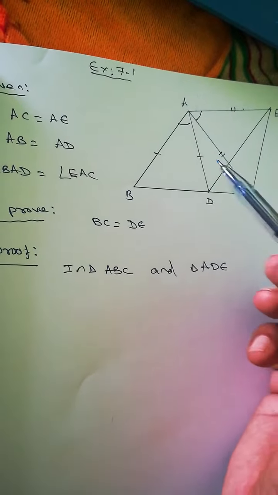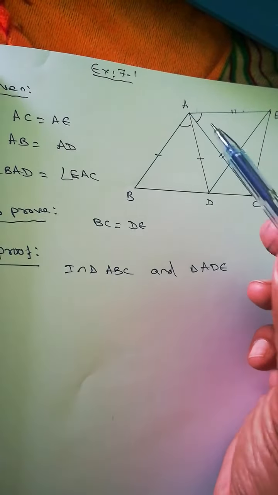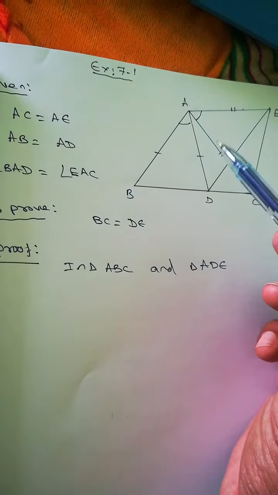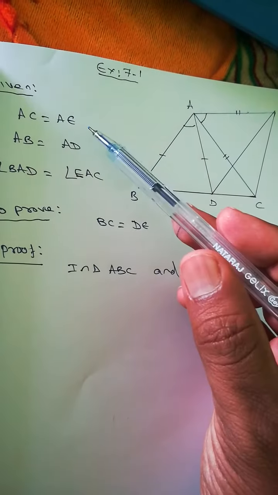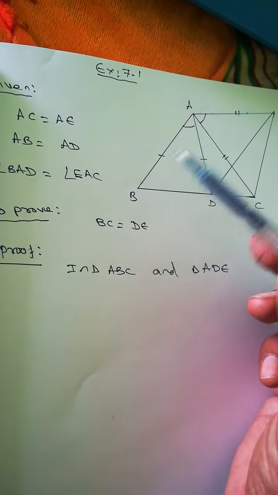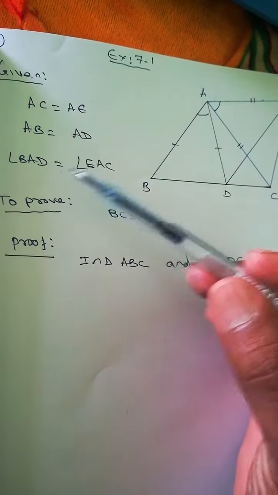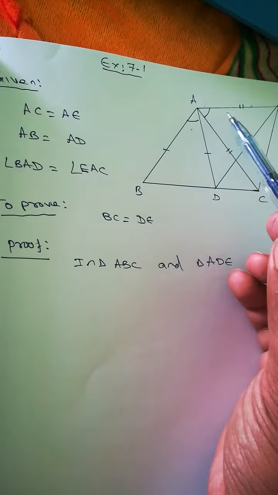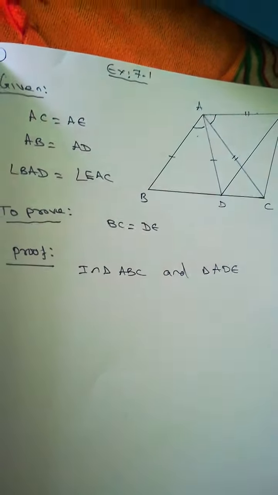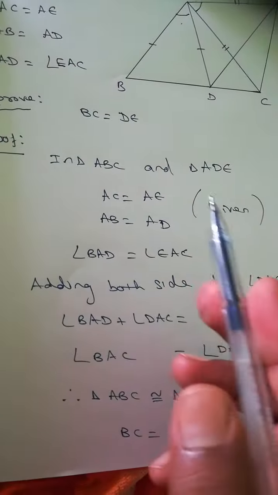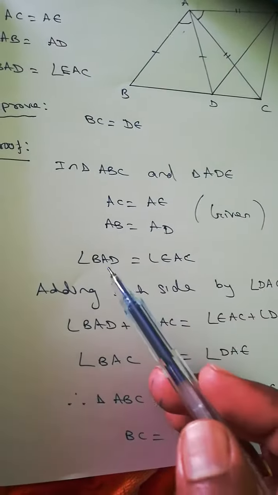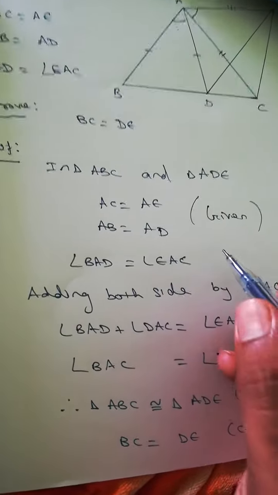So these two triangles we'll take, and in these two triangles it is already given that AC and AE are equal. This side AC and this side AE are equal, given already. Again, this side AB and this side AD are also equal, given. And the third one, angle BAD and angle EAC are equal, given. So AC equals AE, AB equals AD, and angle BAD equals angle EAC, all given in the question.